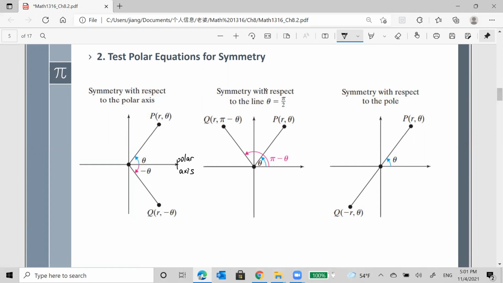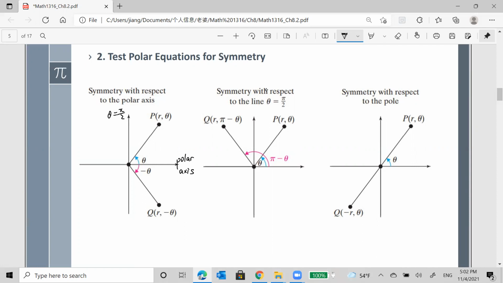And this vertical line we call theta equals pi over 2. Why? Because from here to here, is that pi over 2? Theta equals pi over 2. So we call this line theta equals pi over 2. And then we call this the origin, or we say this is the pole.